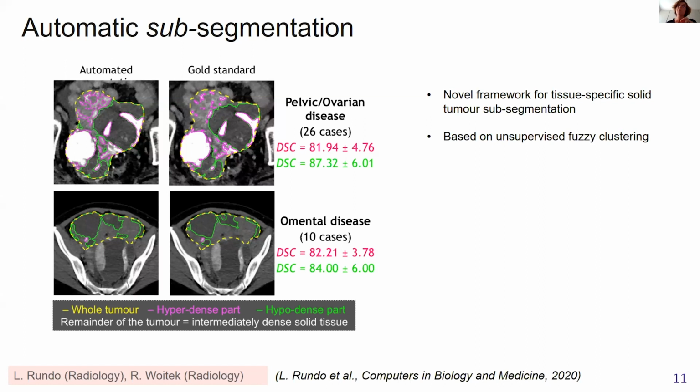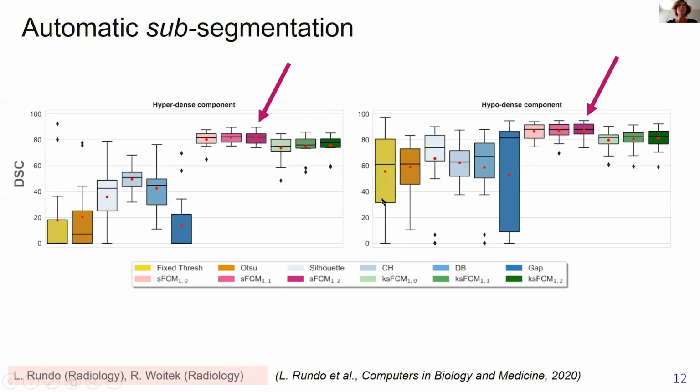The omentum is even more important, because you can actually tease out the normal fat from what is really tumor in the omentum. And you can see how the dice coefficients are actually quite high. And again, this is just comparing the algorithm that Leonardo has developed with the others, and showing you the performance actually is one of the highest.